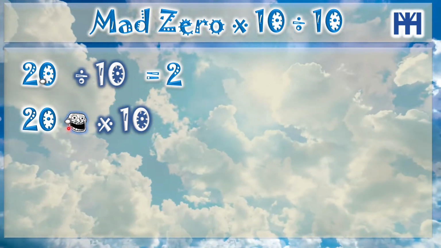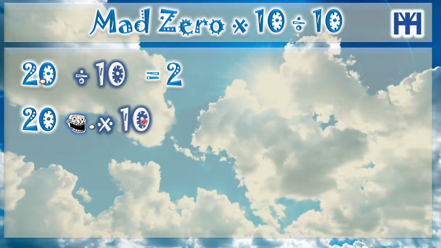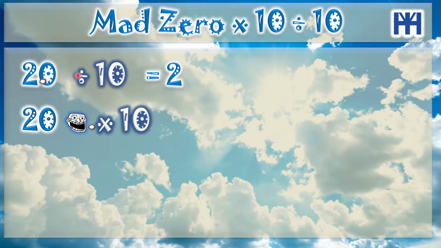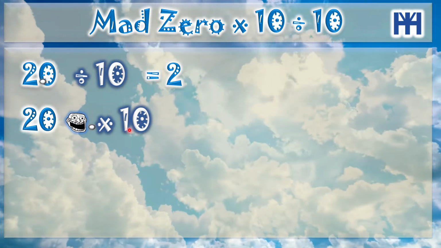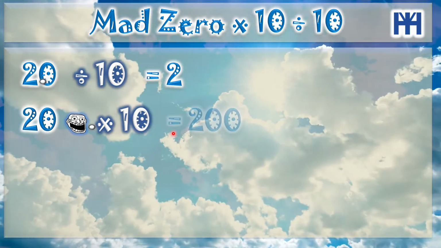So if you are multiplying, the decimal point will jump to the right, according to the number of zeros. If we are dividing, it will jump to the left. If we are multiplying, it will jump to the right. Of course, according to the number of zeros. So the answer will be 200.